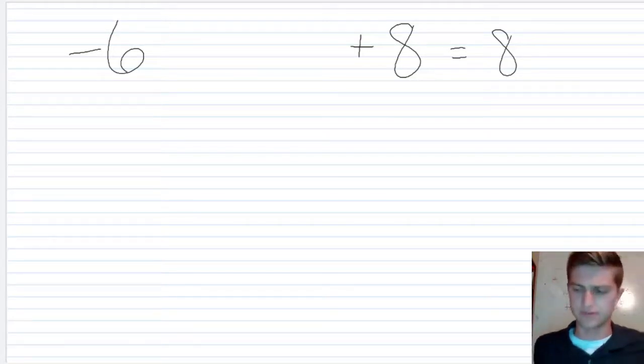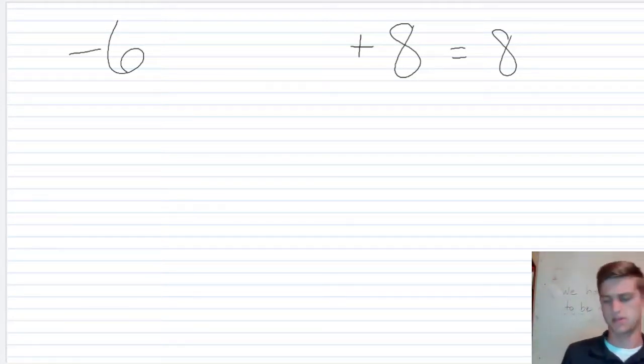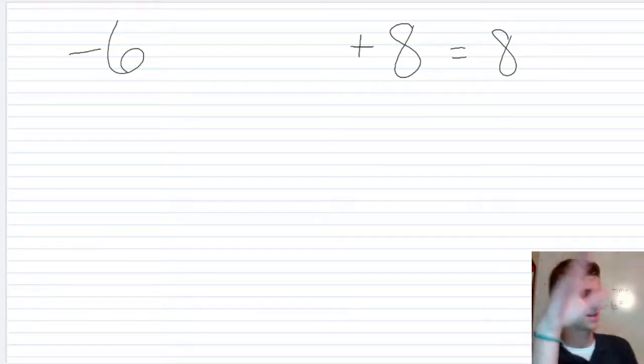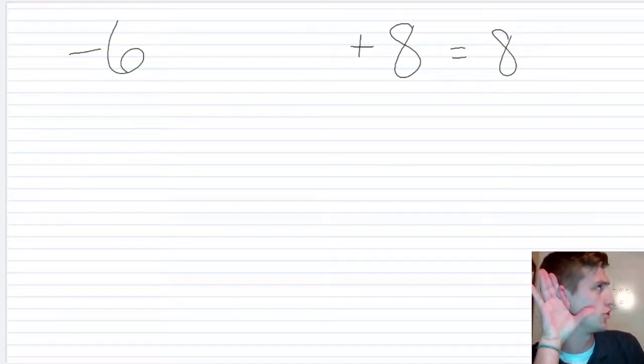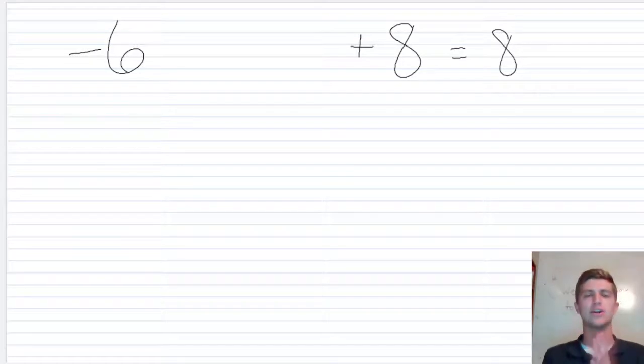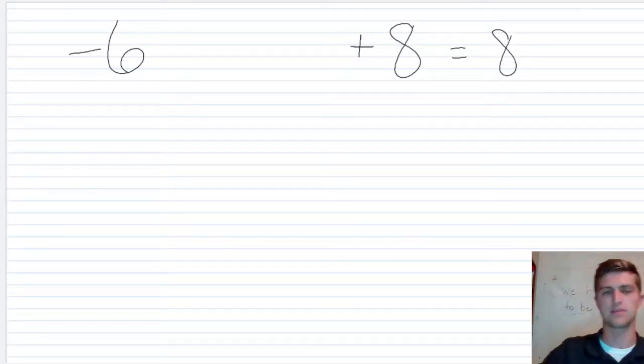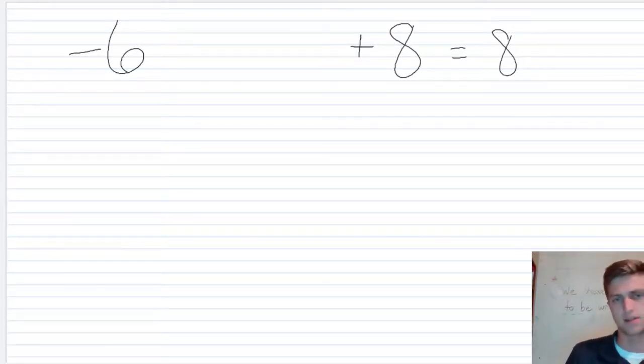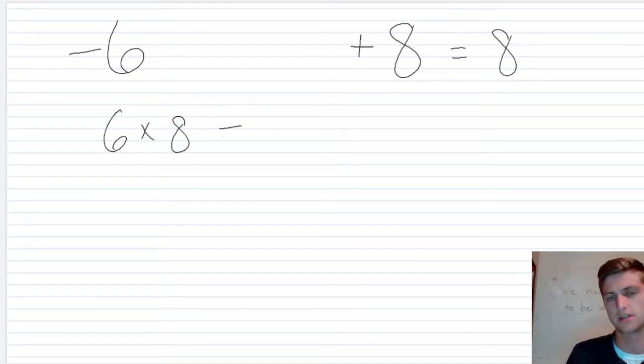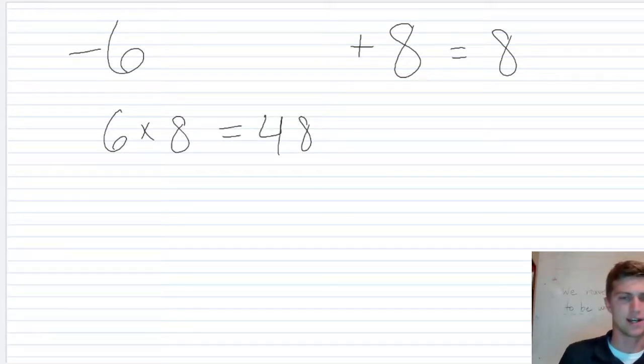Y'all know the rules of multiplication, but I'll just put it in video form. What's the rule for multiplying by negative numbers? Yeah, very good. Two negatives make a positive. What does that mean? Let's start from the beginning. Let's say we have two positive numbers. 6 times 8 gives us 48.